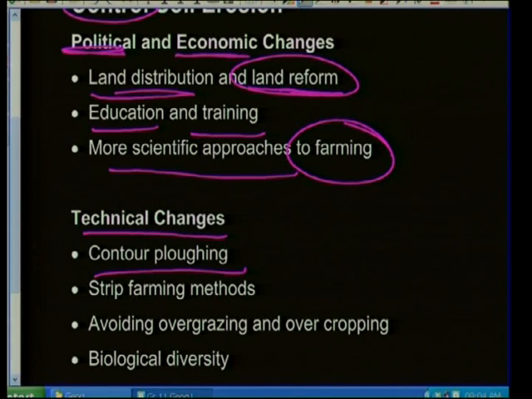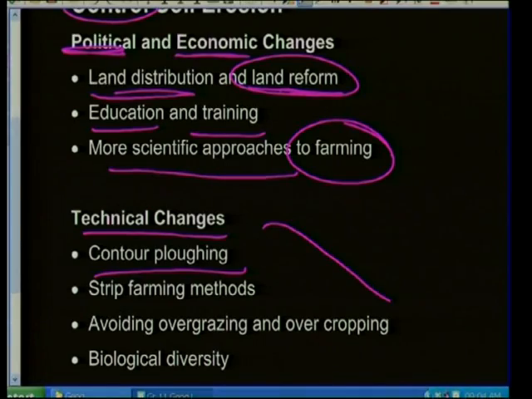Technical changes. Those farmers that are forced to farm on steep slopes must ensure that they use contour plowing. A contour plow is basically a step-like construction on a steep slope. When a slope is steep, we must ensure that this slope is managed in such a way that crops are grown in a specific way so that the slope is cut into, and we refer to this as terraced farming.